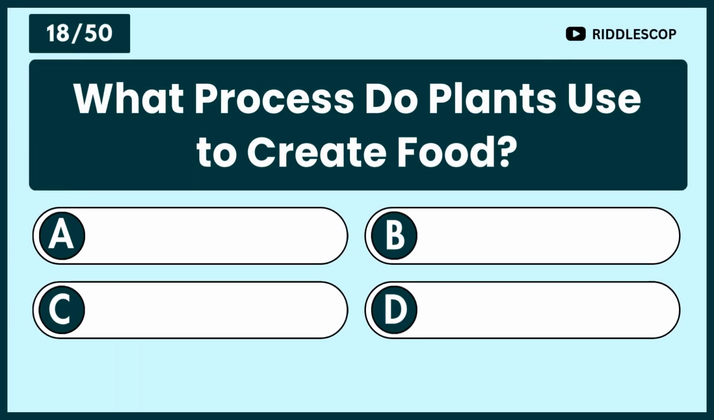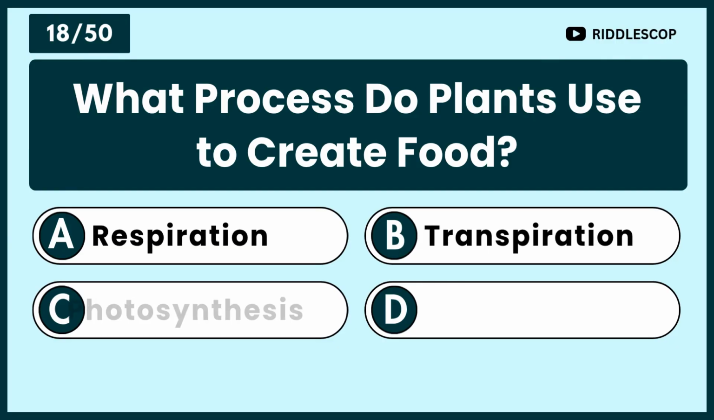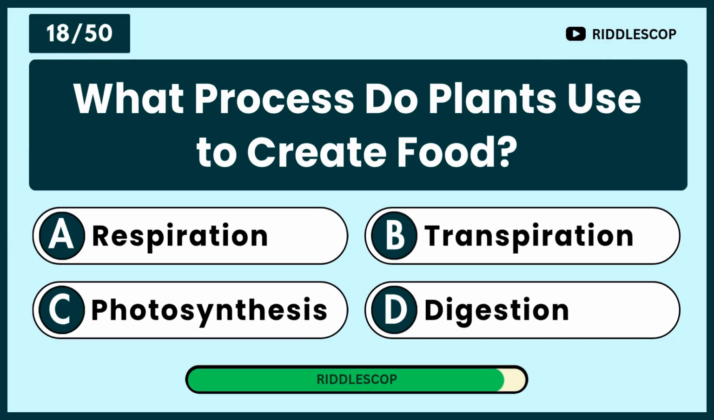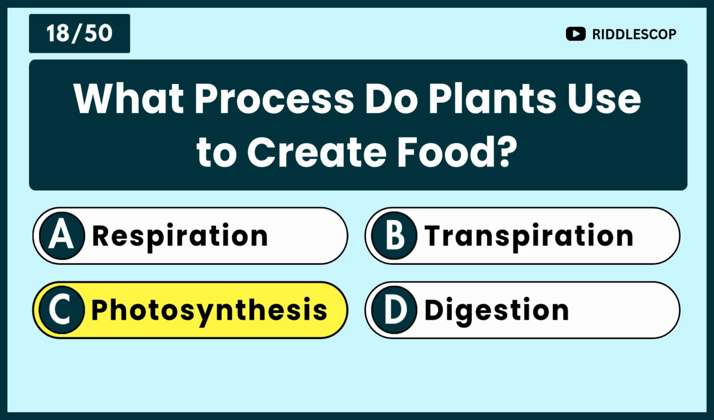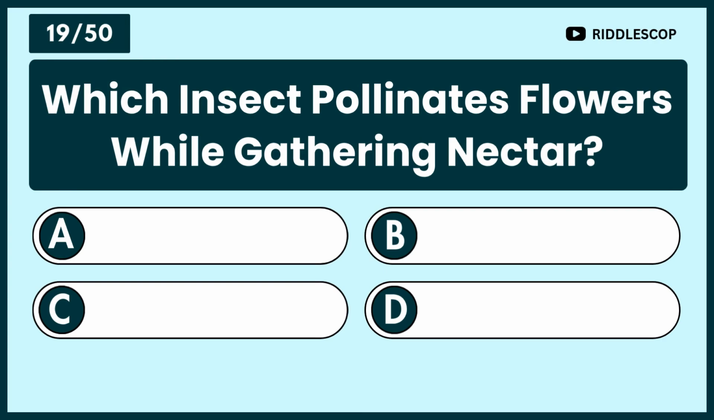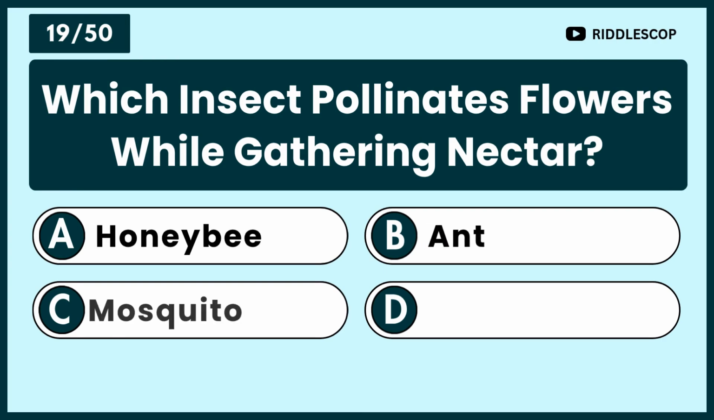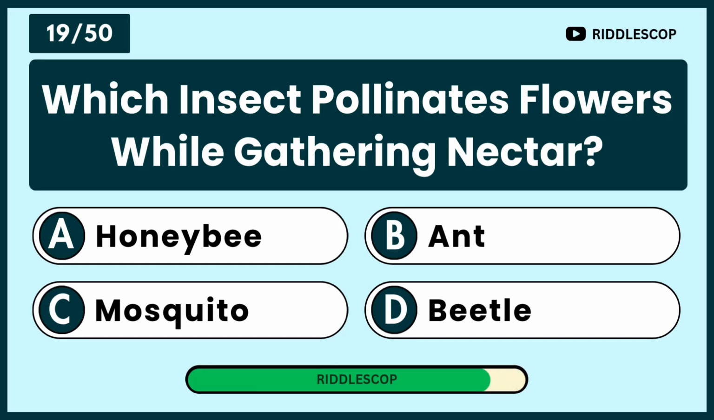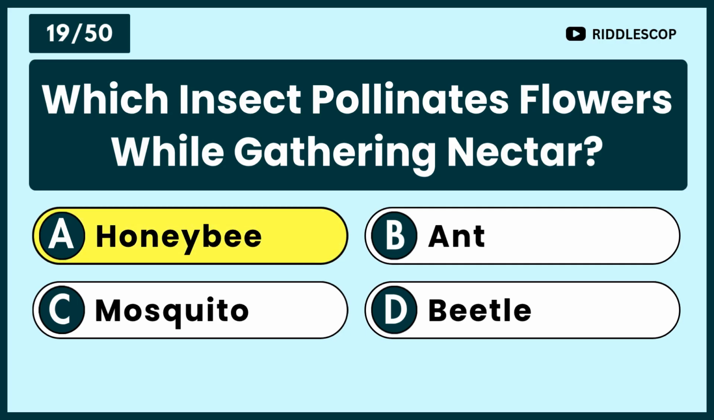What process do plants use to create food? Option C. Photosynthesis. Which insect pollinates flowers while gathering nectar? Option A. Honeybee.